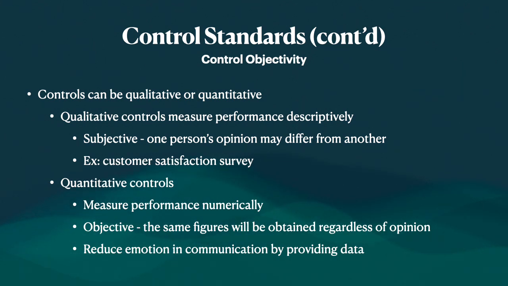Quantitative controls are going to measure the performance numerically. So these are controls that are derived from your hard data. These controls will be objective in nature because regardless, the figures will be the same no matter the opinion of the individual calculating the figures. Quantitative controls reduce emotion in communication by providing data. So everybody's going by specific data, hence the emotion that would otherwise be there is reduced.